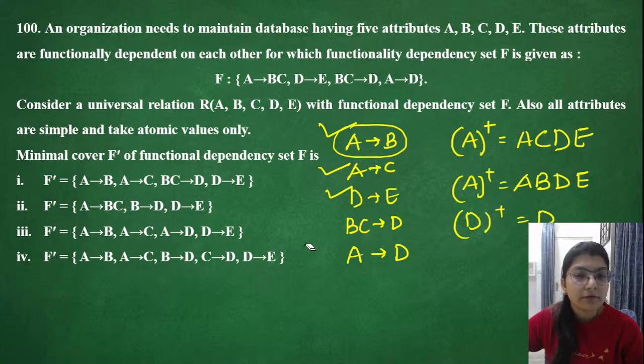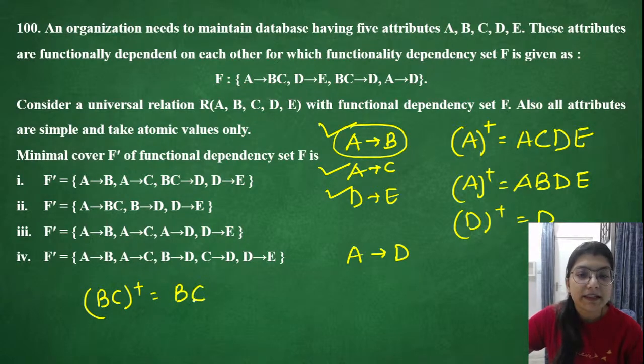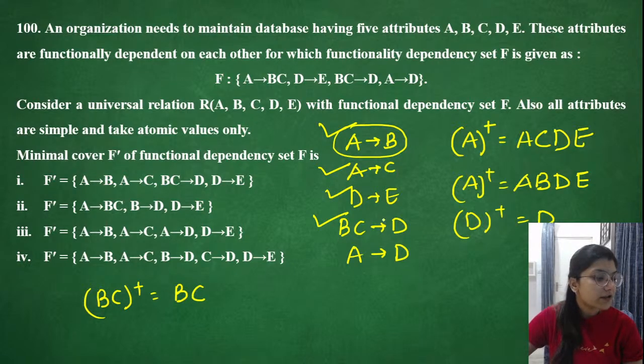Next we will go for BC. So when I do the closure of BC and try to find it, I'll get BC only, nothing else. And what is the functional dependency? BC determines D. So without this functional dependency, I cannot find D as well.